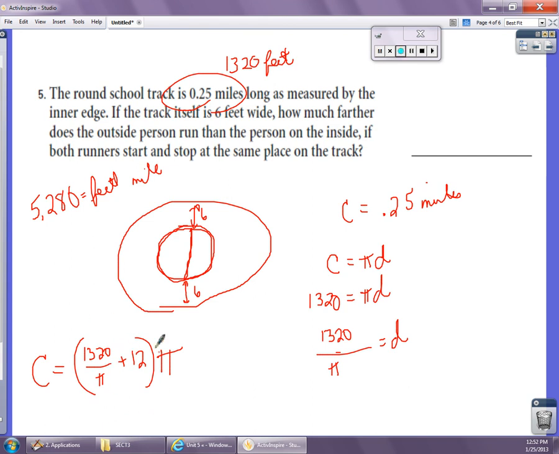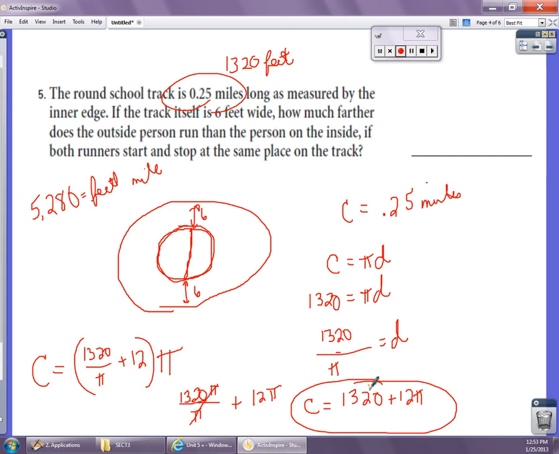So we're going to distribute the pi, because you can see that's this times this, and you end up with 1,320 pi divided by pi, so those are going to cancel out, plus 12 pi. Well, the circumference then is equal to 1,320 plus 12 pi. That's the circumference of the outer circle. So let's go back. The inner circle circumference was 1,320. The outer circle was 1,320 plus 12 pi.